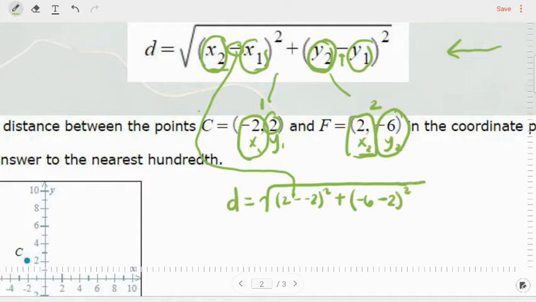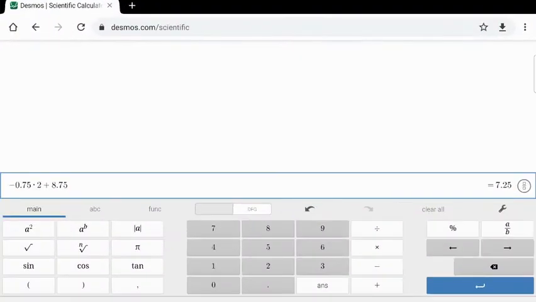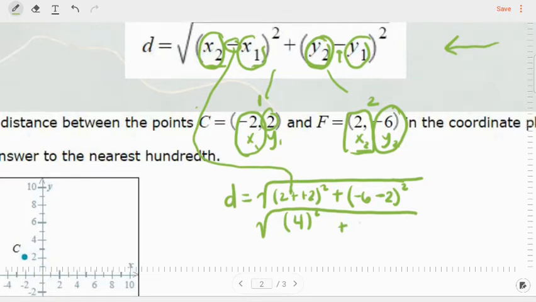So let's go ahead and simplify. 2 minus a negative 2 is like saying 2 plus 2. And remember, you can always use a calculator. 2 minus negative 2 is, and you can see, 4 squared. And I'm going to bring down the parentheses and the squared and the square root sign. Negative 6 minus 2, you can plug it in again if you need to, is negative 8 squared.